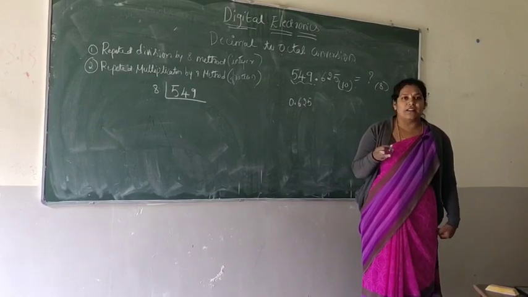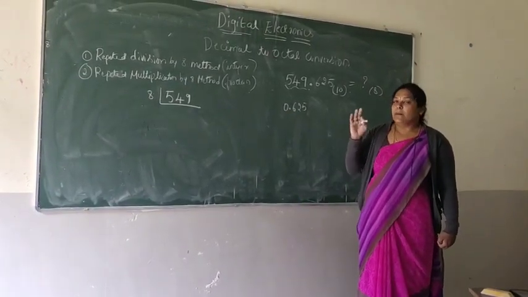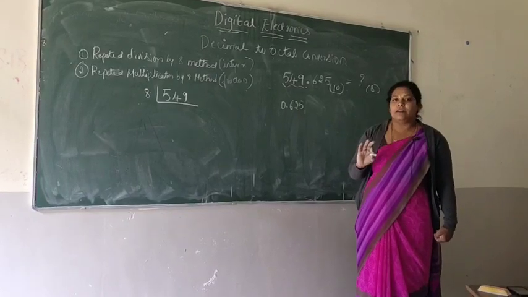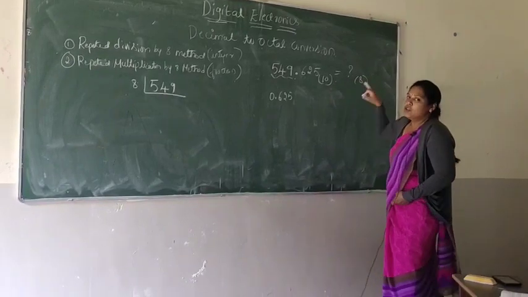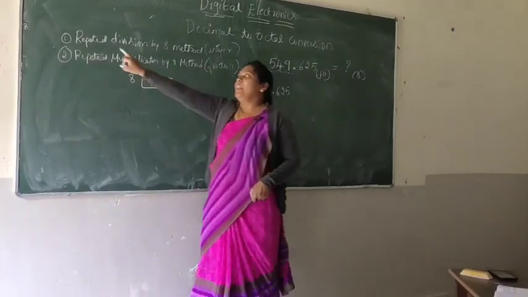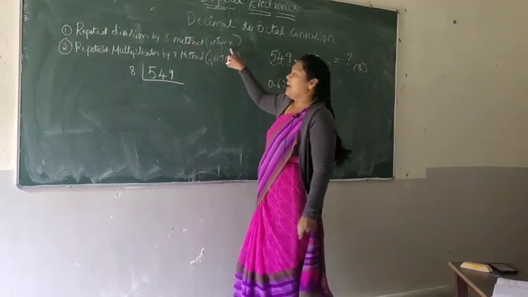When you are converting from decimal to any other number system, you have to remember mainly two methods are there: repeated division method and repeated multiplication method. In this one you are converting from decimal to octal, so you have to do the repeated division by 8. For which part? Integer part.